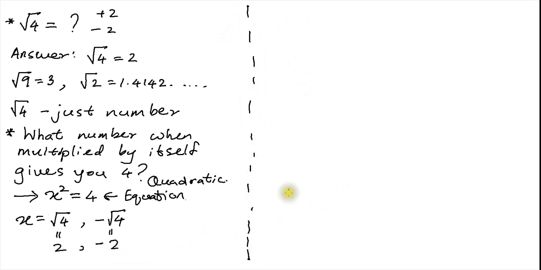Let me just divide this page. People get confused with two questions. x squared equals 4 is one question, versus the square root of 4. So these are the two questions. This one is asking what number multiplied by itself gives you 4, and this is just asking what is the square root of 4, right?